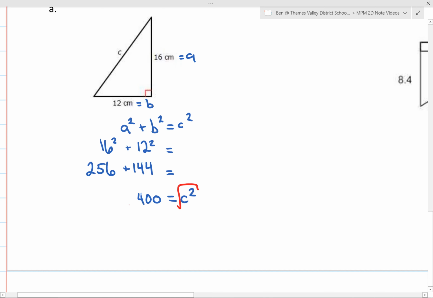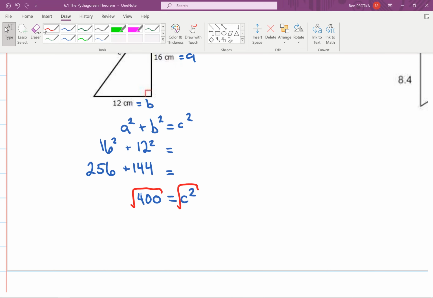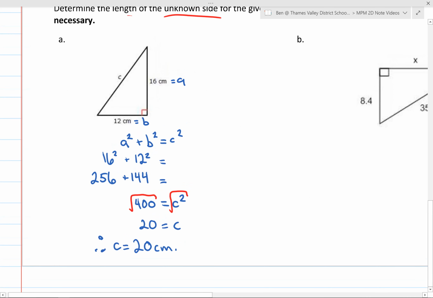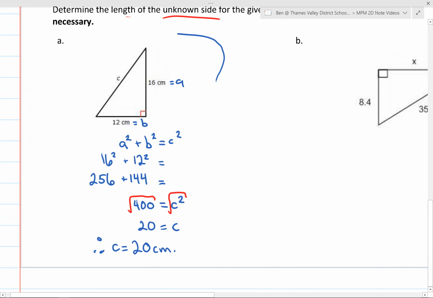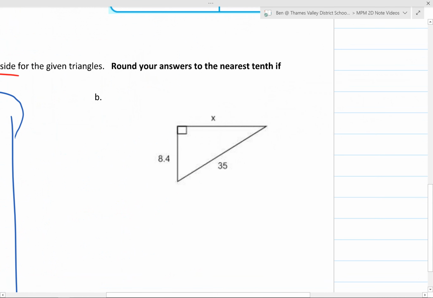So we can square root both sides to get rid of this square, leaving us on the right side with just a C, and on the left side the square root of 400. That's 20. So in this case, C equals 20 centimeters. Fantastic. Now this strategy is more straightforward than if we're trying to find the length of one of the legs.